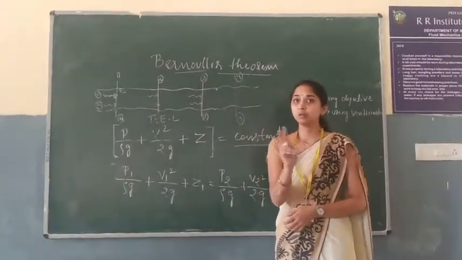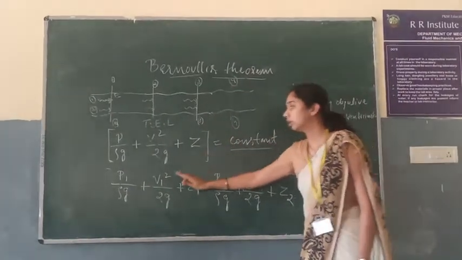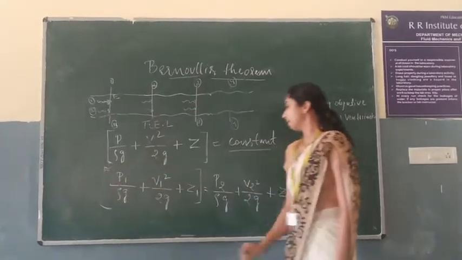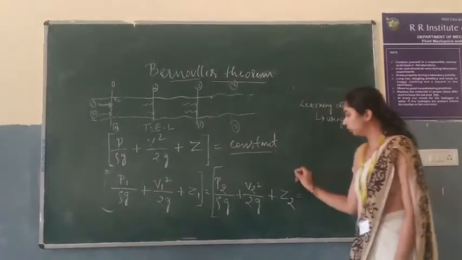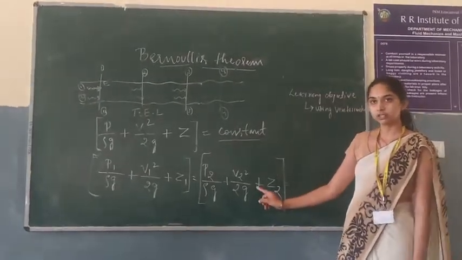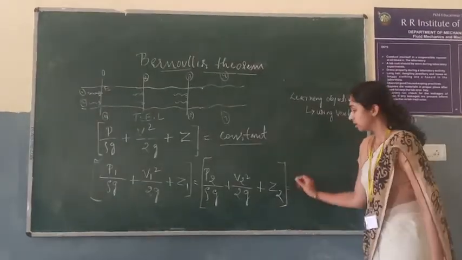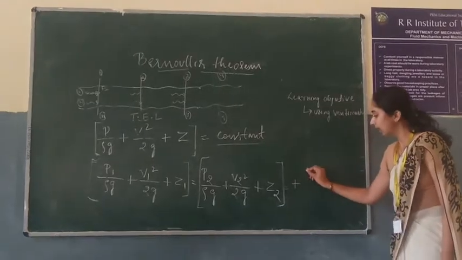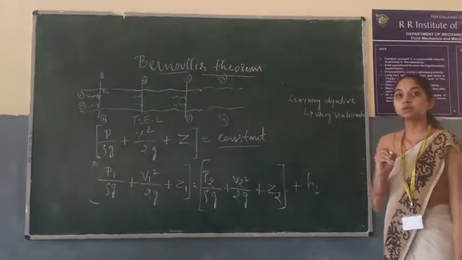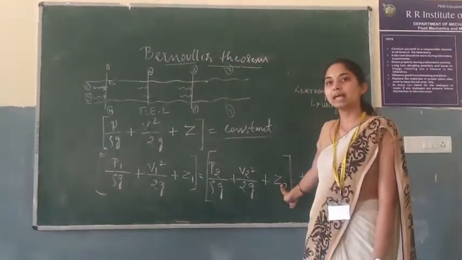We have only 2 sections here; 3 and 4 are not available for us. So I have rewritten this equation with P1 and P2. You people can see here. When I equate these 2 equations, is there any loss or not? I am going to check. So in addition to these 2, I will add HL. HL means loss of head. Is there any loss of water? That also I am going to calculate here.